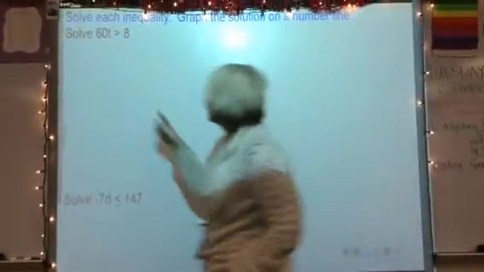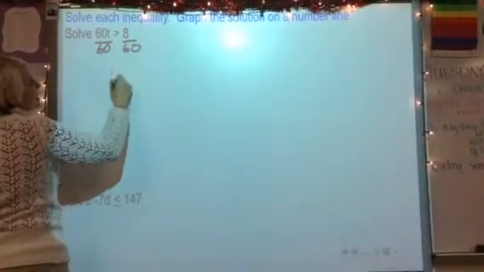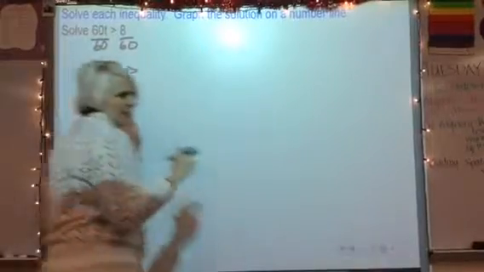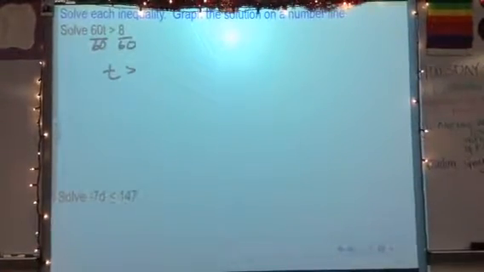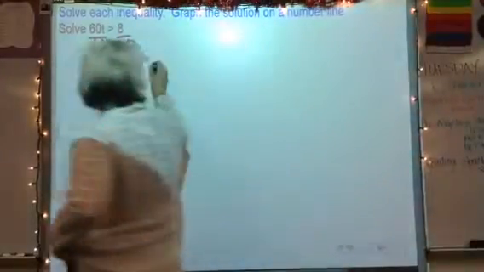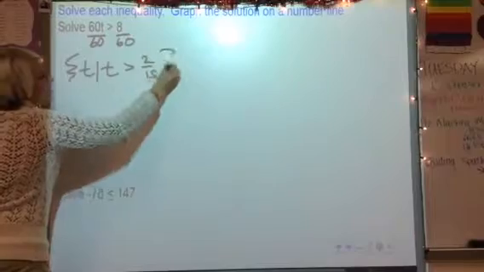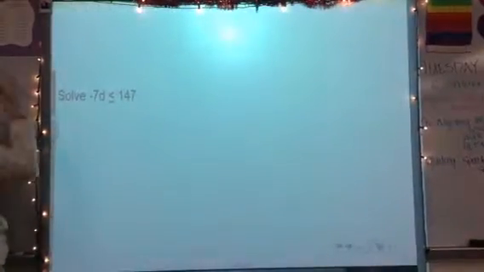So 60t is greater than 8. We divide by 60, and we get t is greater than, let's see, if I work this out here, I don't have my calculator on me here, 2/15. I'm going to go ahead and put it in set notation. T is greater than 2/15. Let's try another division example.